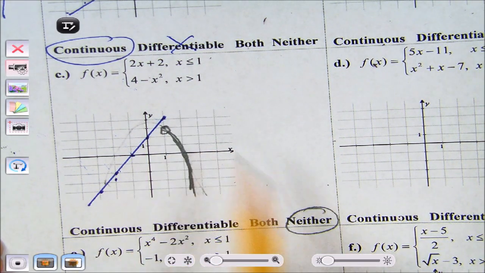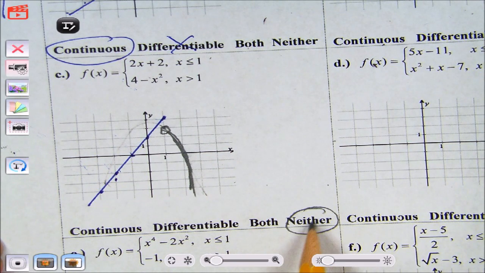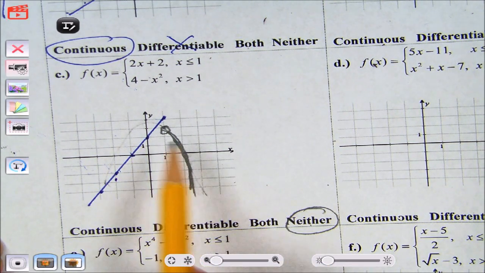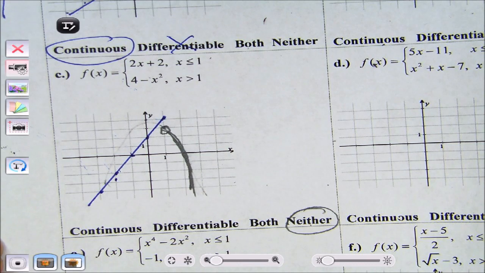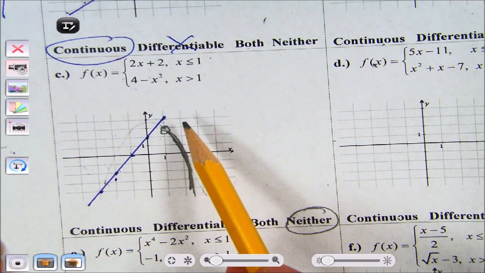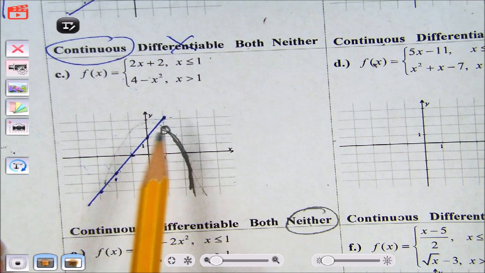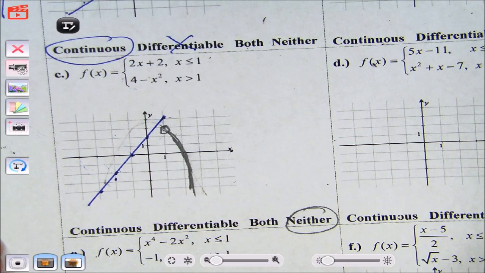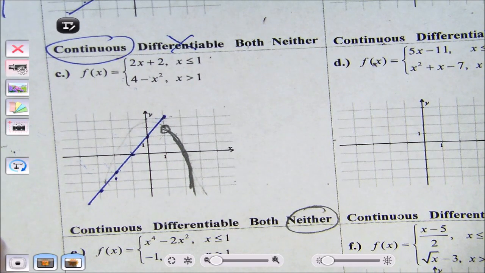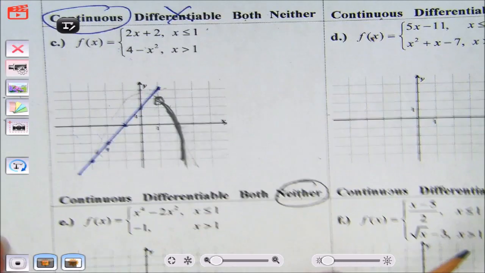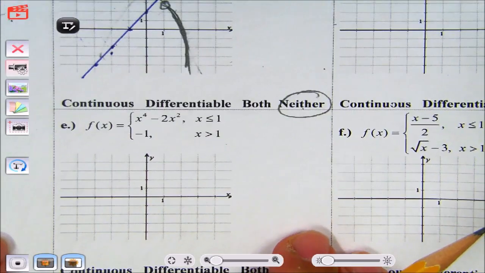So if it's not continuous, it's going to be neither. If it's not continuous, then it's not differentiable there. How is it not continuous? Because there's a break. Right, those two are not connected, therefore not continuous. For D, the graph doesn't go to 11. Okay. It's looking for x less than 2 though.